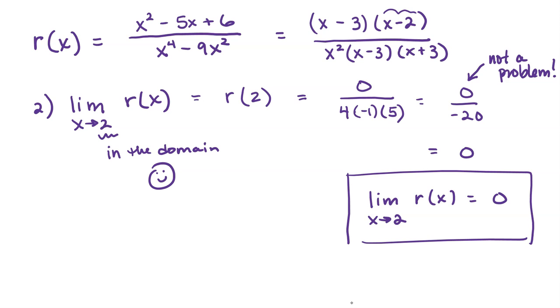All right, so we're not going to add anything new to our flowchart on that. That was exactly the same situation as the last one. x was approaching a number in the domain, so we just plugged it into the rational function. We needed to do a little more algebra to simplify our work, but essentially that was the same type of problem as the first one.